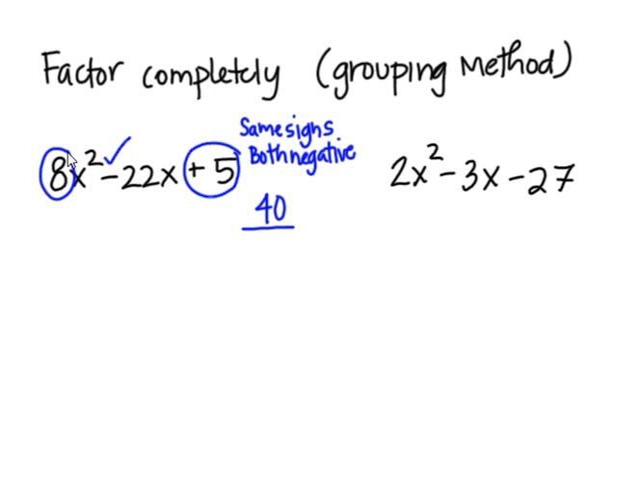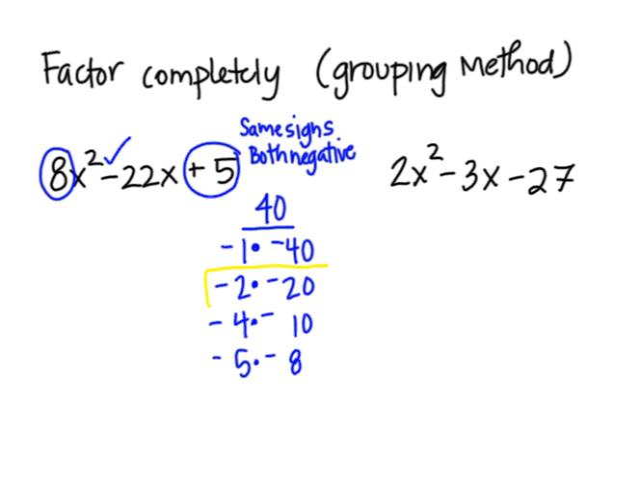So what makes up 40 would be 1 times 40. Remember to use same sign, both negative. 2 times 20, same sign, both negative. 3 doesn't go. 4 times 10, same sign, both negative. And 5 times 8, same sign, both negative. In that group, I'm looking for which group adds to give me a negative 22. So the group that adds to give me a negative 22 would be a negative 2 and a negative 20.